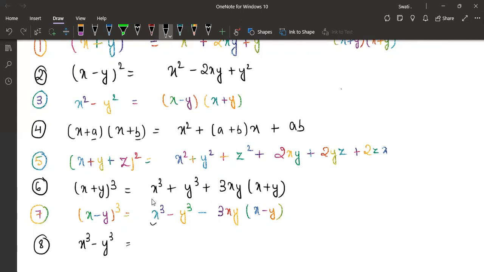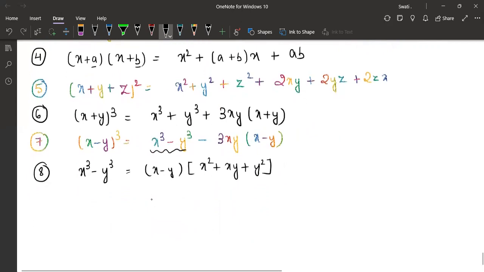You can see that x cube minus y cube is already here, and you can shift the minus 3xy into (x minus y) to the other side, and that will become plus. So that will become (x minus y) whole cube plus 3xy into (x minus y). Other than that, we also have another formula for this, and that simply says x cube minus y cube is (x minus y) multiplied by (x squared plus xy plus y squared). That is the formula generally we use.